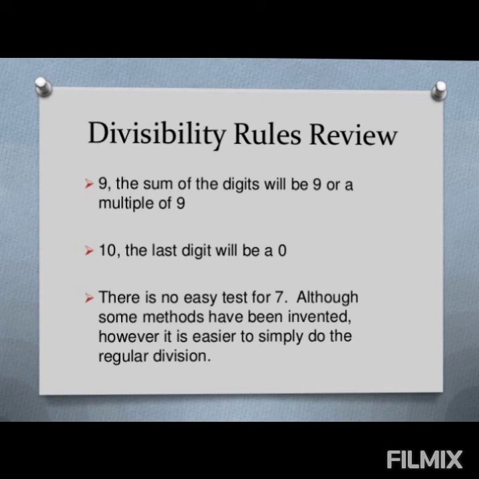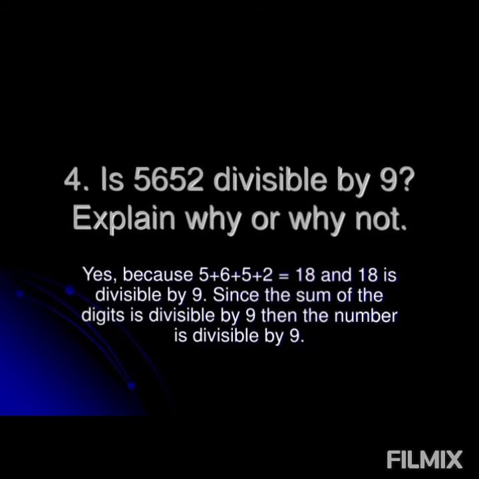Let us take one example. Is 5652 divisible by 9? So what we will do, first we will add all these numbers, 5 plus 6 plus 5 plus 2. We will get 18. Now 18 is exactly divisible by 9. We all know that 9 times 2 is equal to 18. So 18 comes in the table of 9. It means it will be exactly divisible by 9. So since the sum of the digits is divisible by 9, the number is also divisible by 9.